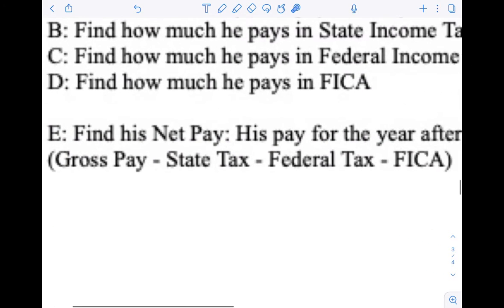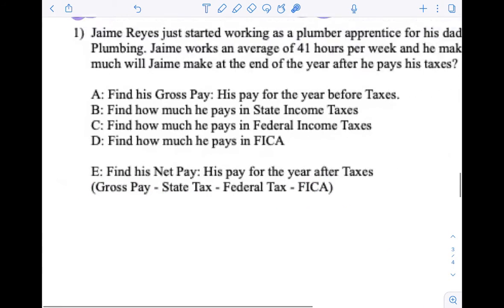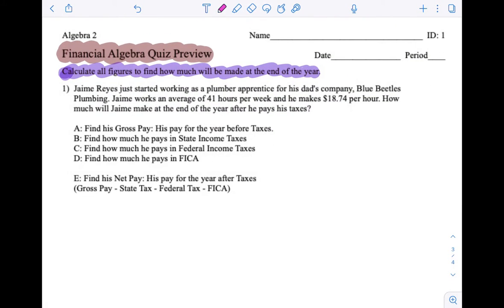And the way we do that is we take his gross pay, how much he made before taxes, and we subtract state tax, we subtract federal tax, and we subtract FICA, right? So, one step at a time.